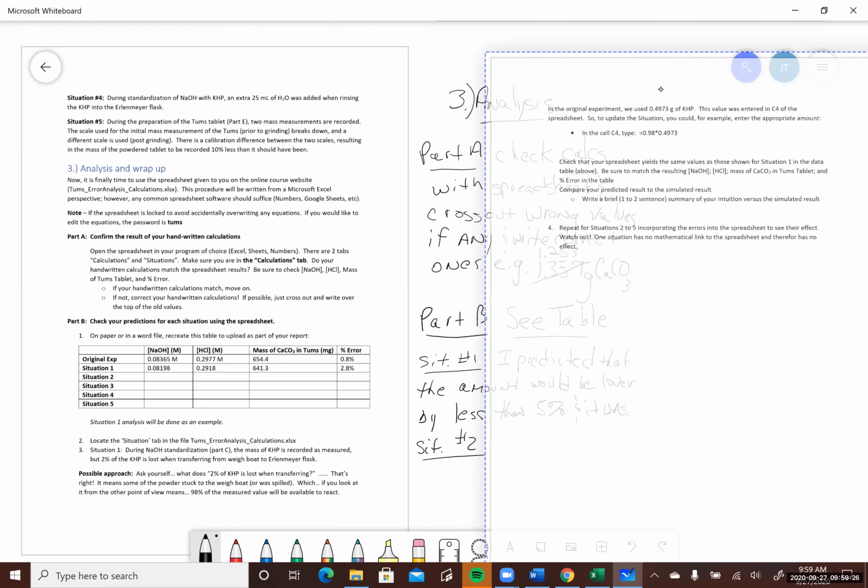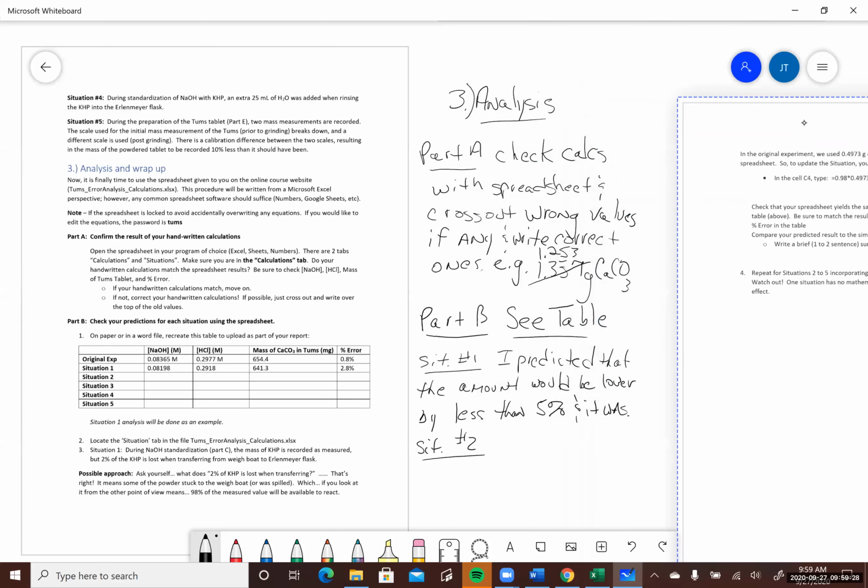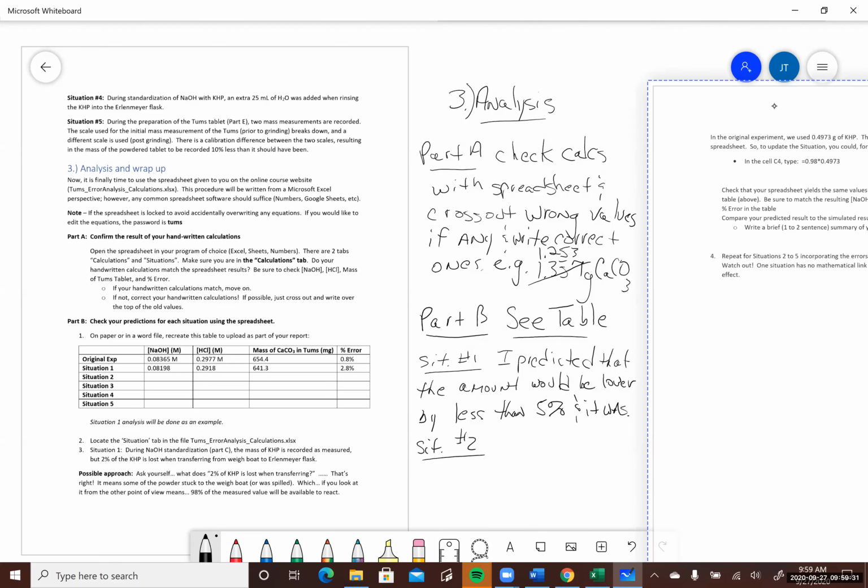And what you're going to hand in is something like this. Number 3, analysis. Part A, you're to use the Excel spreadsheet that's provided and check out your calculations to make sure that you calculated them properly. And then just go through it, and if there's any difference in your calculations versus the spreadsheet, then just fix your calculations like I did here in this example.